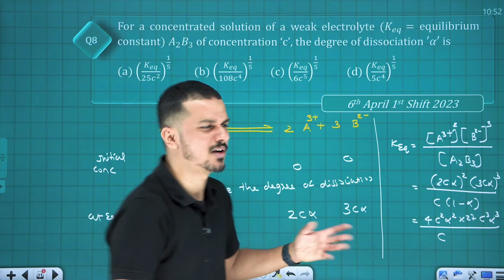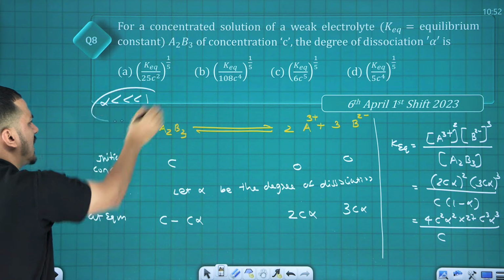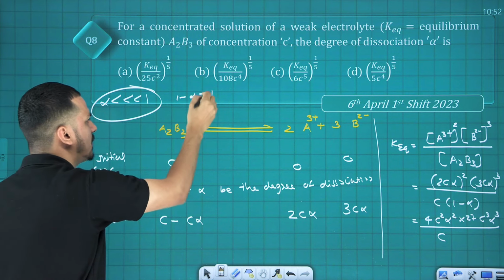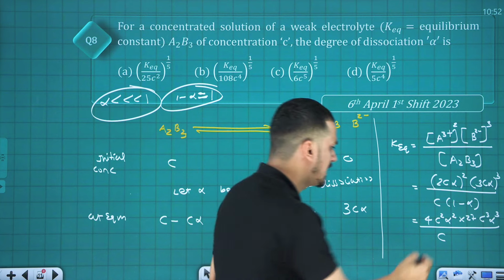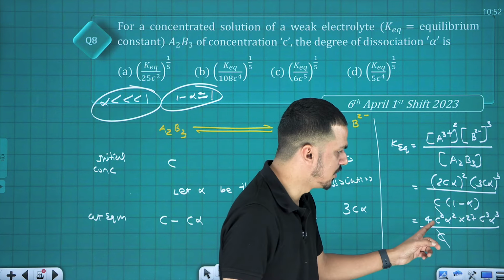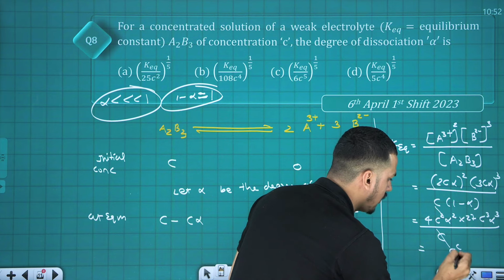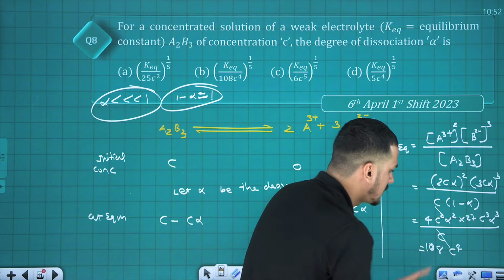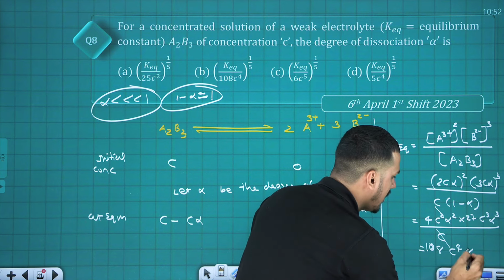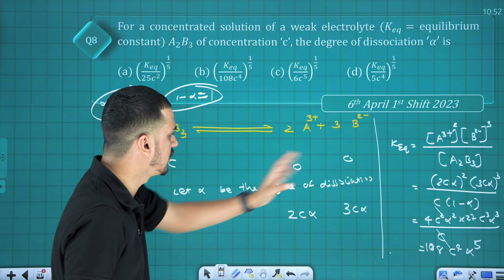Why am I not writing 1 minus alpha? Because I know it's a weak electrolyte, alpha is very much less than 1, so 1 minus alpha is approximately equal to 1. That's why I am writing only C. Correct? I can cancel C. Then C into C cube is C raised to 4. 4 into 27 gives 108, so 108 C raised to 4, alpha raised to 5 will come.